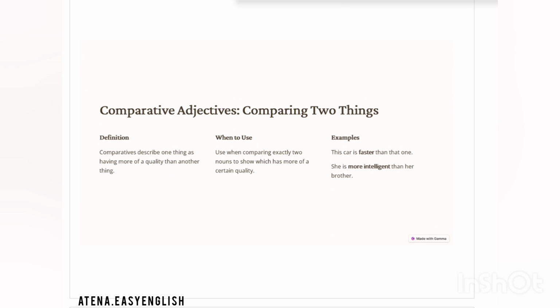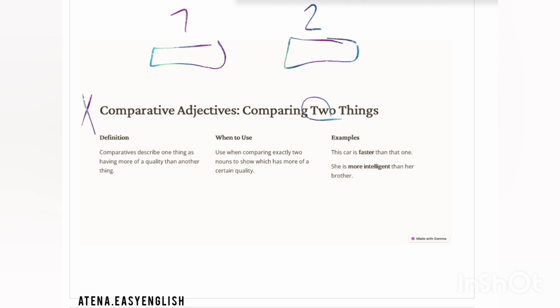Comparative adjectives, comparing two things. So, we are going to start with comparative adjectives. When there are two options, option 1, option 2, and you want to compare these two, look at here, definition. Comparatives describe one thing as having more of a quality than another. For example, this car is more expensive than that car. My cell phone is bigger than yours. My bedroom is bigger than yours.